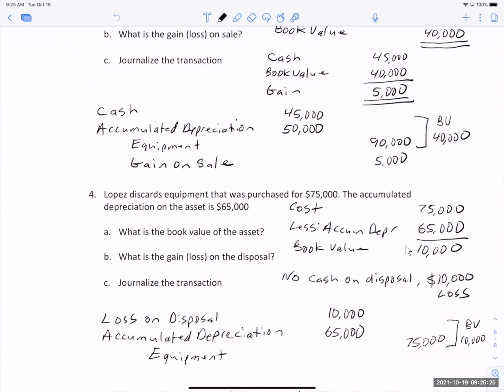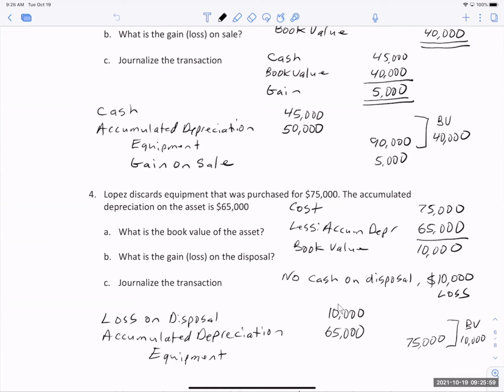Now, we are discarding it. We're throwing it away. We're putting it in the dumpster. We're not getting any money for it. So you think, well, what is the gain or loss on disposal? Well, there's no cash. You're not getting any cash. So when you throw it in the dumpster, you have a loss of the full book value, which is $10,000. Does that make sense? Because you're throwing it away, you're losing $10,000, you're not getting any money. So that's the loss on disposal of $10,000.